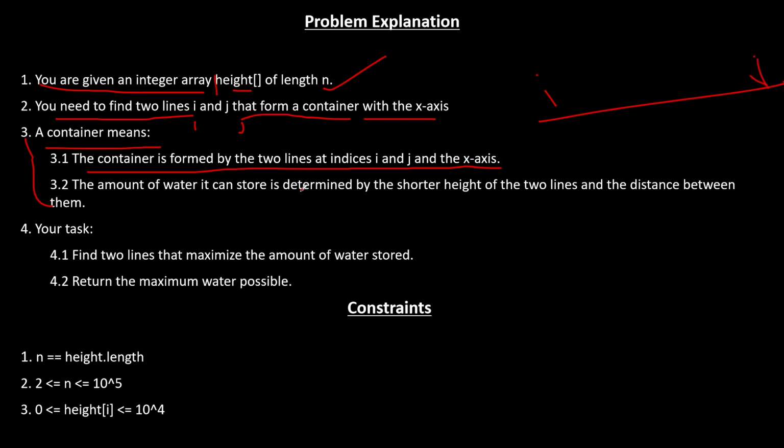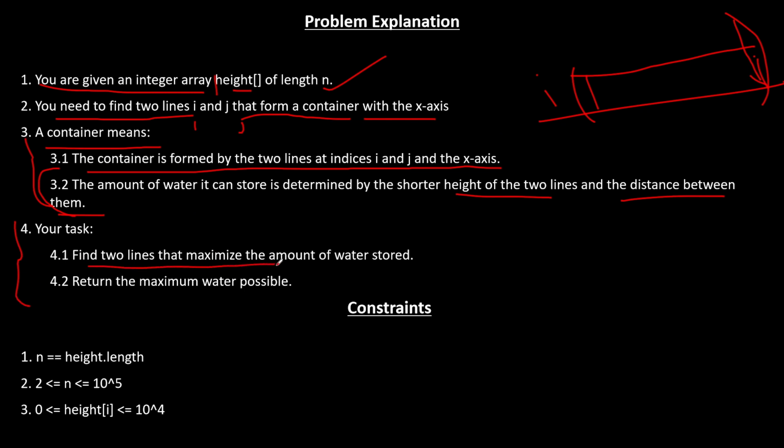The amount of water it can store is determined by the shorter height of the two lines and the distance between them. So this is basically the concept of calculating the surface area in which the water will be stored. We take the shorter one as the height, multiply it by the distance between them, and get the area. Our task is to find two lines that maximize the amount of water stored and return the maximum water possible. I hope you understood the problem explanation.